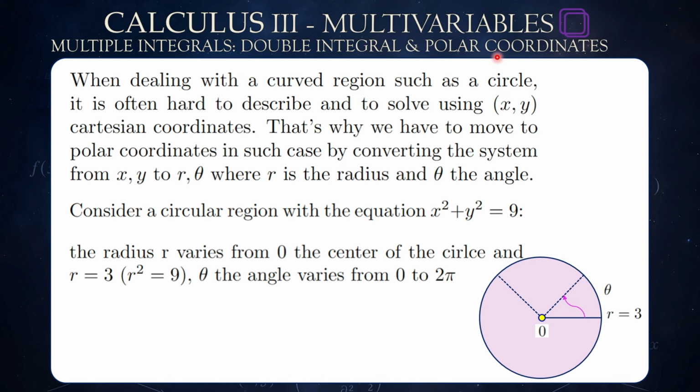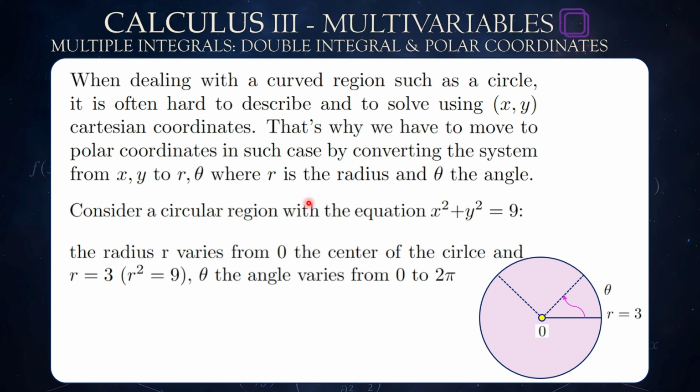Double integral and polar coordinates. So when dealing with a curved region, such as a circle, it is often hard to describe and to solve using xy. You need to transition to another type of coordinates, which are no longer Cartesian coordinates. That's why we have to move to polar coordinates. In such case, we convert the system from xy, the Cartesian coordinates, to r theta, or polar coordinates, where r is the radius and theta is the angle.